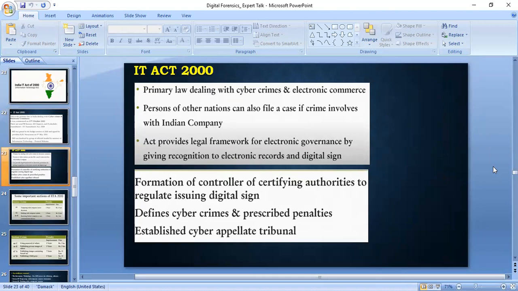Next. When we talk about the Indian Act, specifically regarding cyber crime, there is the formation of a Controller of Certifying Authorities. We require some authorized person, including their digital signature. In this Act, I already gave you the idea, there are 94 sections, and each and every section has a certain type of punishment or penalty under the IT Act 2000. Okay, next.